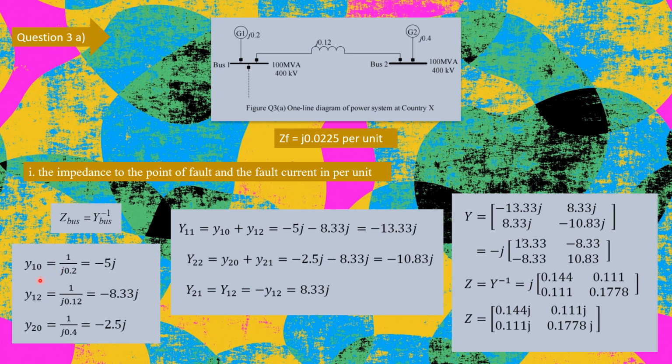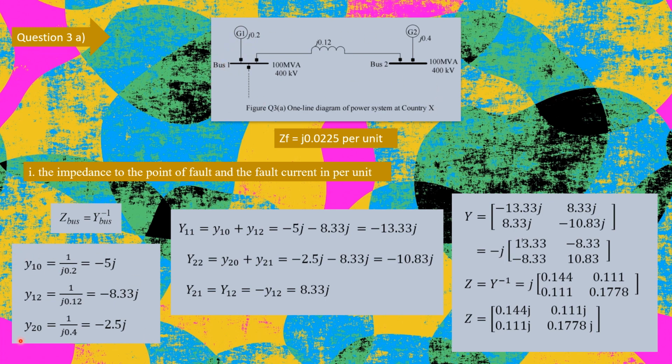For that, we need to first identify y10, y12 and y20. Note that the y is represented in a small letter. These values are obtained from the one-line diagram of the power system.